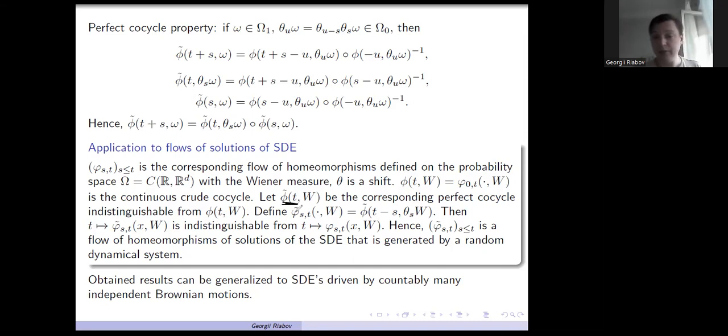Using this phi tilde, we can construct mappings phi tilde st by this formula. And this will be the flow of homeomorphisms. Moreover, since phi tilde is indistinguishable from phi, phi tilde st will be indistinguishable from phi st. It means that we get a random dynamical system that generates the flow of homeomorphisms of solutions of the stochastic differential equation.